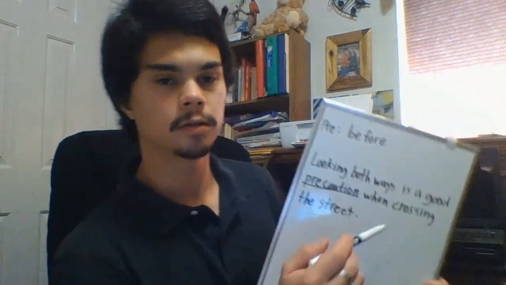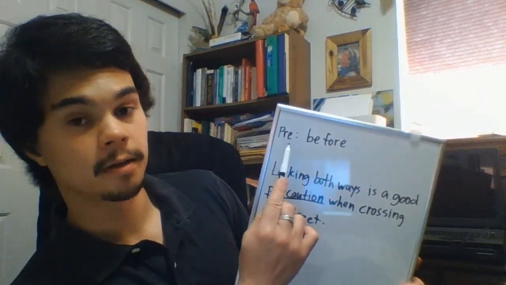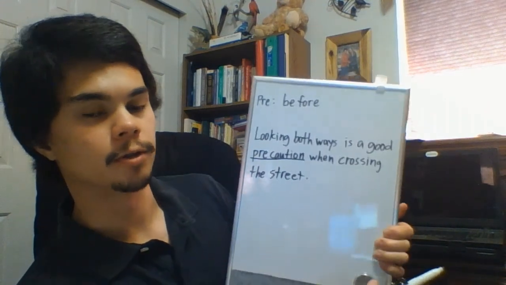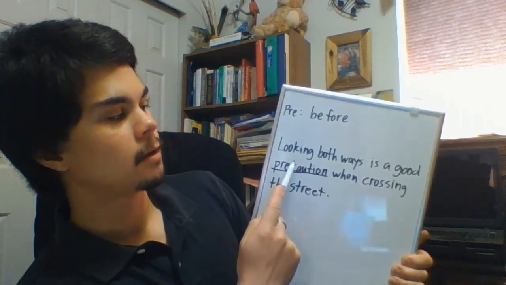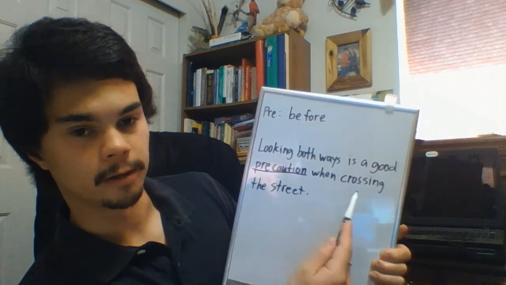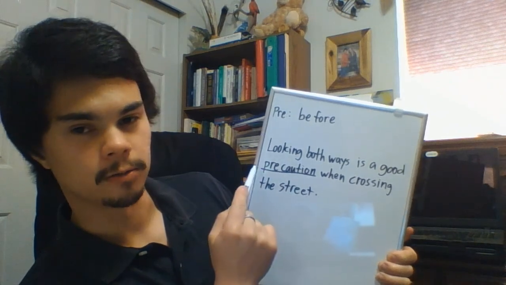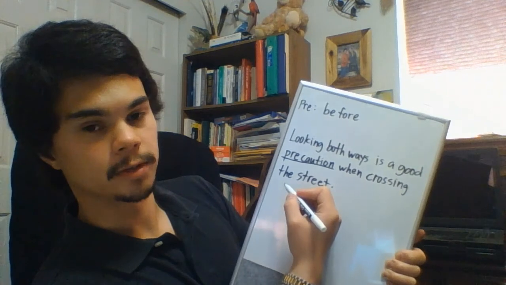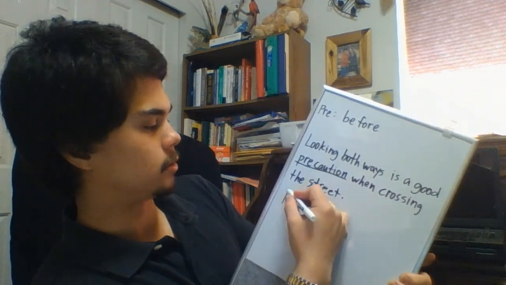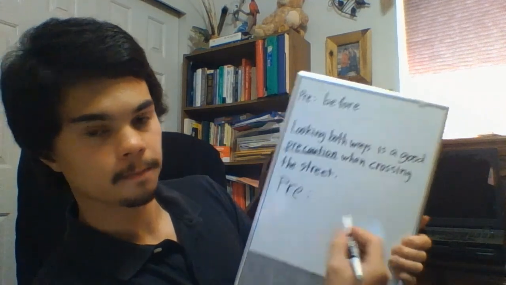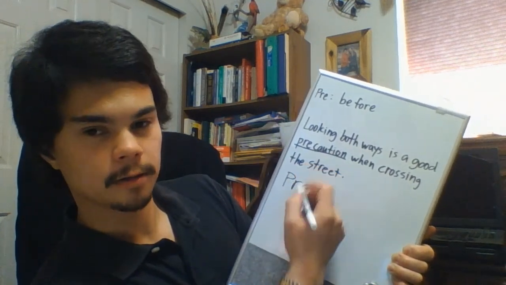Let's look at our last prefix that we're going to cover here. So the prefix is pre, and pre means before. So in a sentence: looking both ways is a good precaution when crossing the street. So our word with the prefix is precaution. Let's break that down into its two parts: the prefix pre, which we know means before, and then the second part, caution.